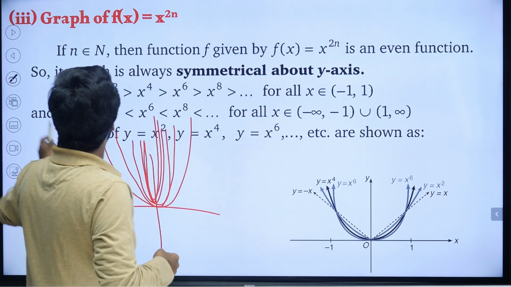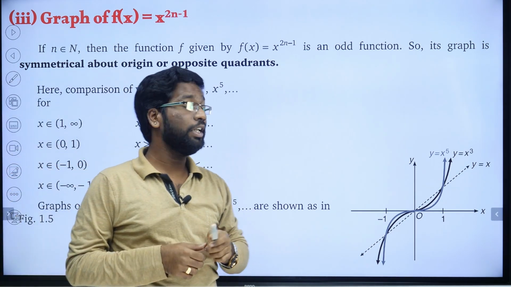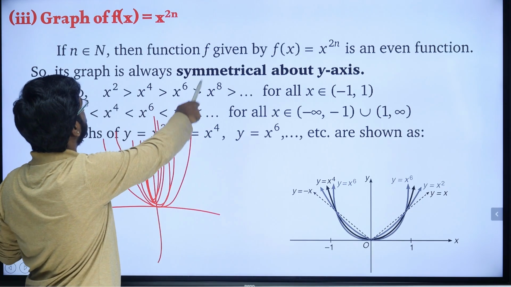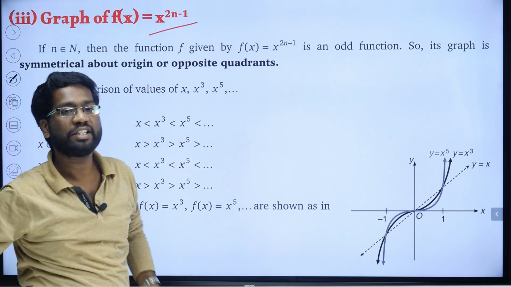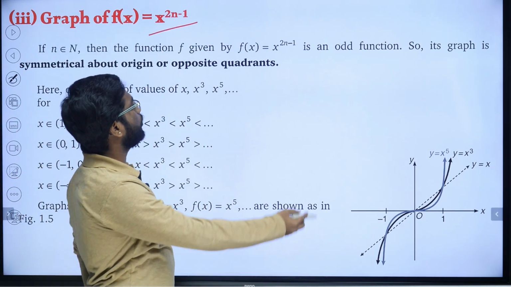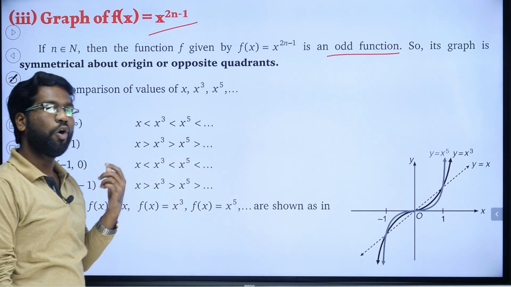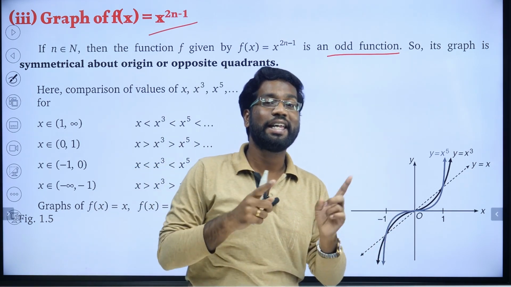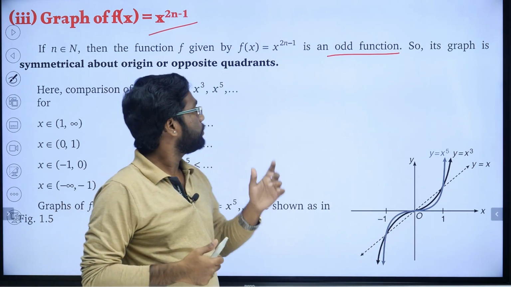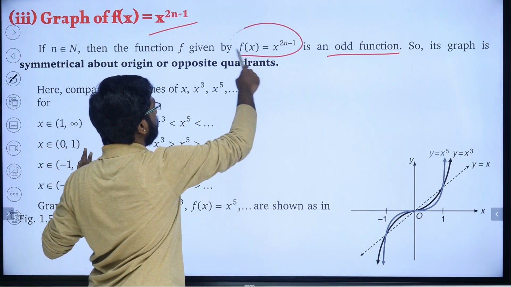Okay. Now let's see the cube function, my dear students. For the cube function, x power 2n minus 1, my dear. Why? X power 2n minus 1, my dear students, is going to be an odd function. So its graph is symmetrical about the origin, or in opposite quadrants. Just now we have seen, my dear students, in the x cube function. Okay. So if n belongs to capital N, then the function is an odd function.